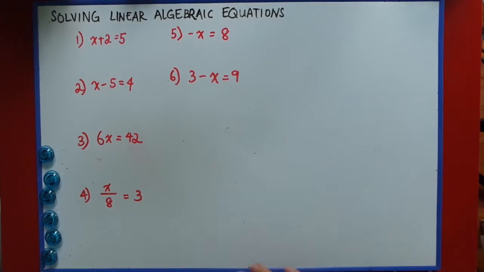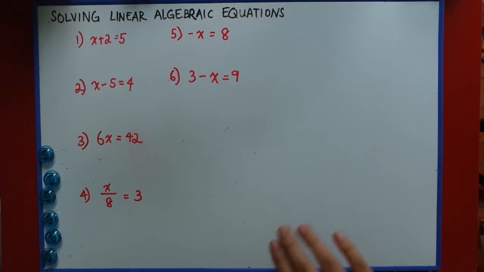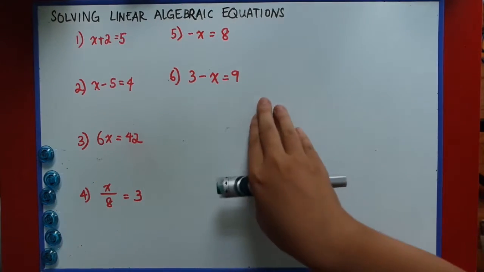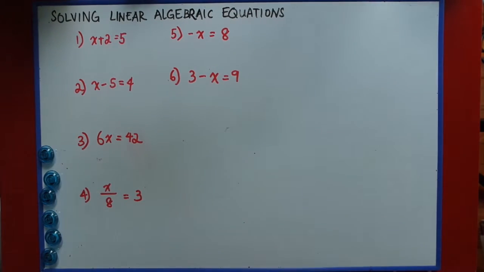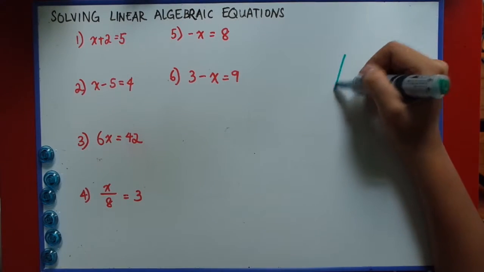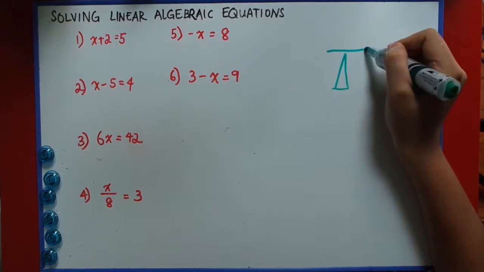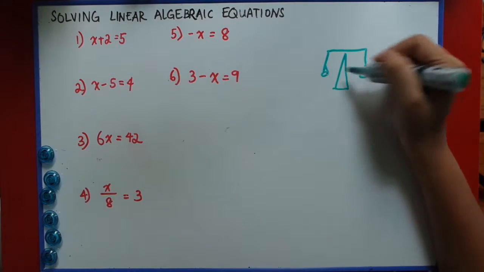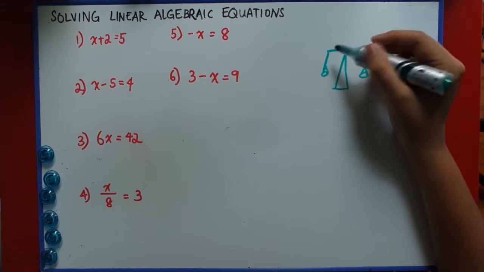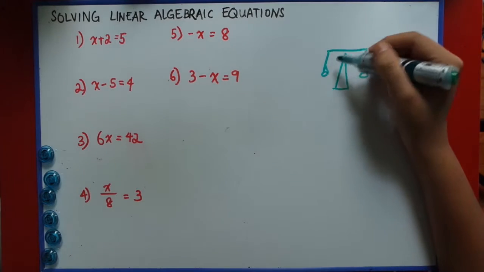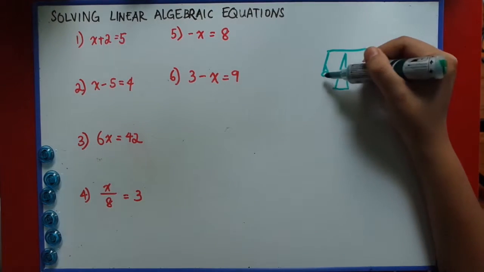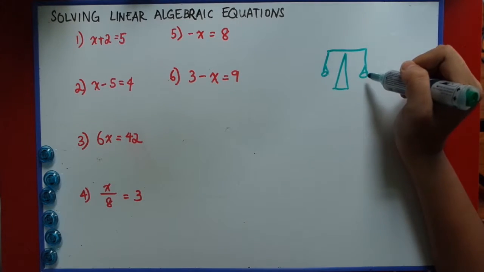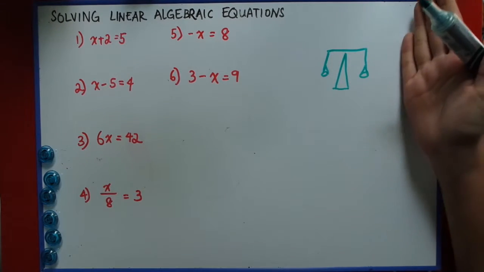Now, the main thing about linear algebraic equations is that your equation must be balanced. They have to have the same value on the left hand side and the right hand side. You can think of it as a scale, so these two sides must have the same weight to maintain balance. If you want to take away something on the left side, you must take away the equal weight on the right side so that it maintains its balance.